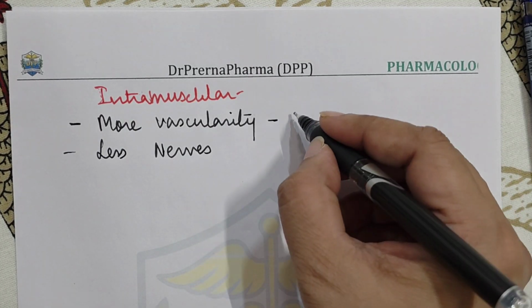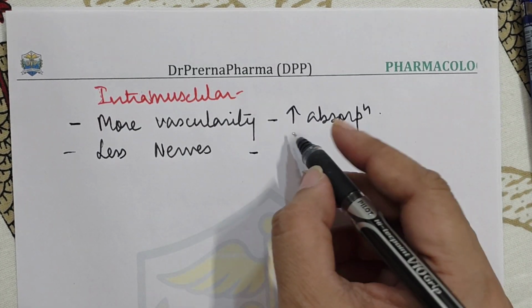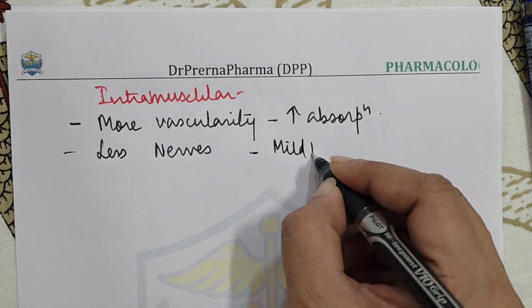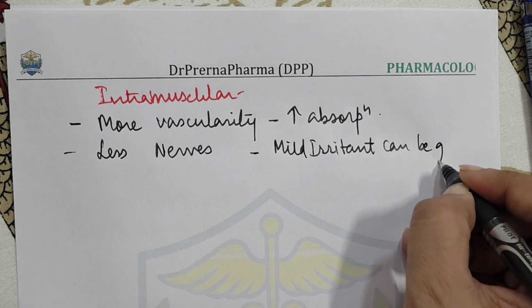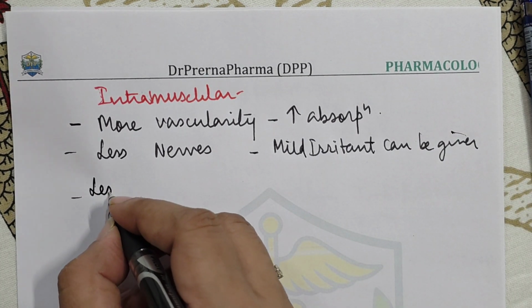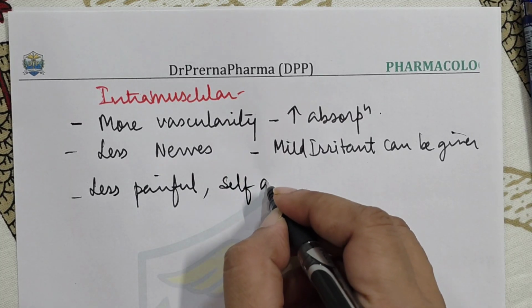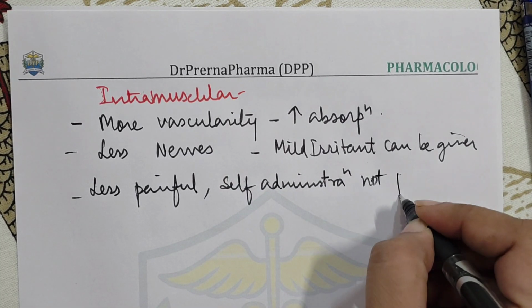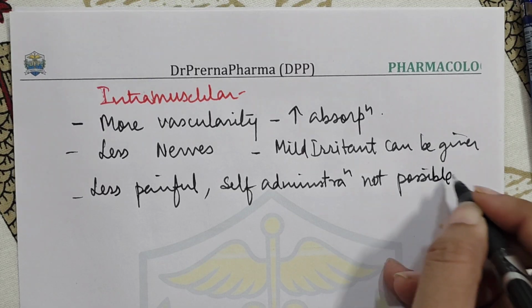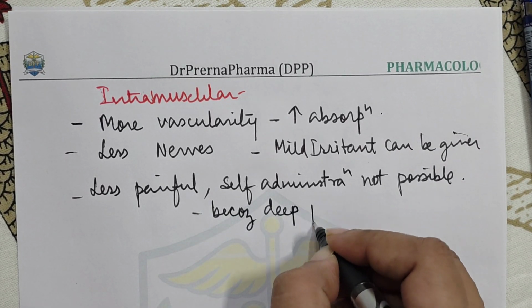So increased absorption. If you give a drug by intramuscular route, it will be absorbed faster, and mild irritant drugs can also be given. It is less painful, but self-administration is not possible. Why is it not possible? Because here you have to go deep, because deep penetration is required in the muscle.